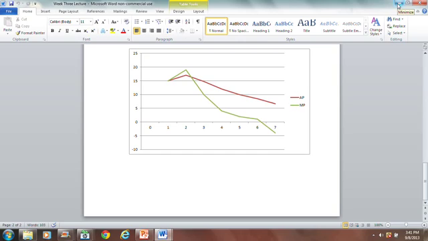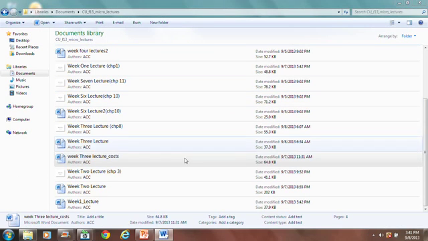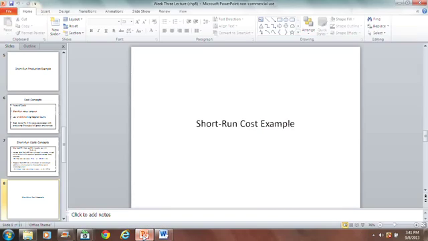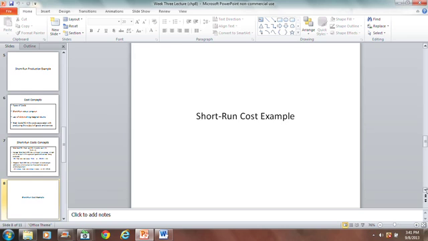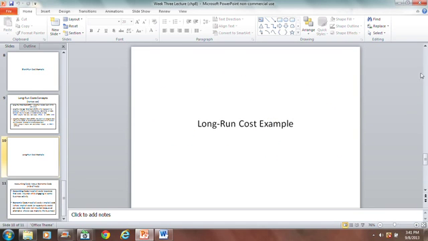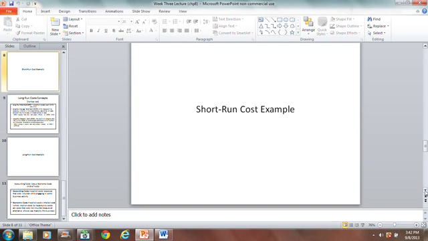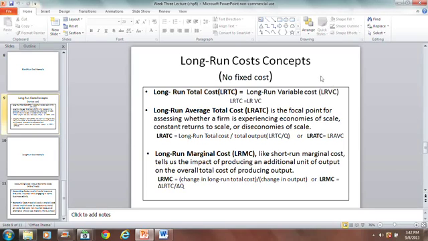Okay, all right. Let's return back to our PowerPoint. We just finished looking at a short-run cost example. Let's now take cost one step further and look at what are known as long-run costs. Okay? So long-run cost concepts, this is where there are no fixed costs. So in the long run, from that perspective, there are no fixed costs. There are only variable costs.